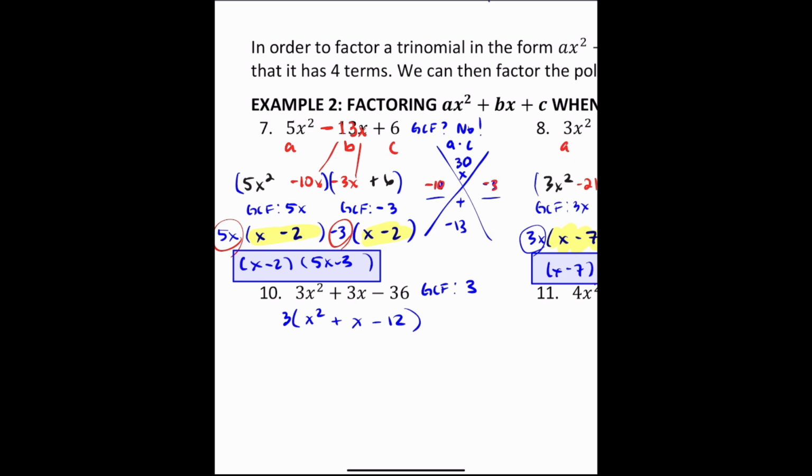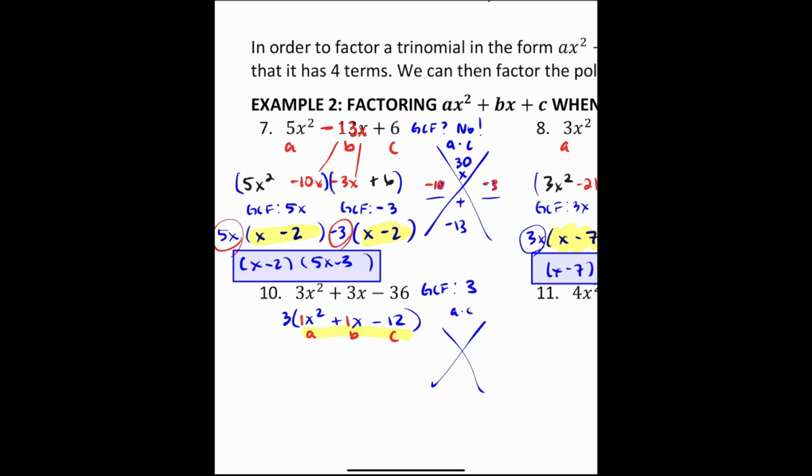Okay? So, where do I use the x method this time? Because we factored using the GCF, we're going to apply the x method here because that's our remainder. So, we will label our a, b, and c. So the a is 1, the b is also 1, and our c is -12. So here's the x method.